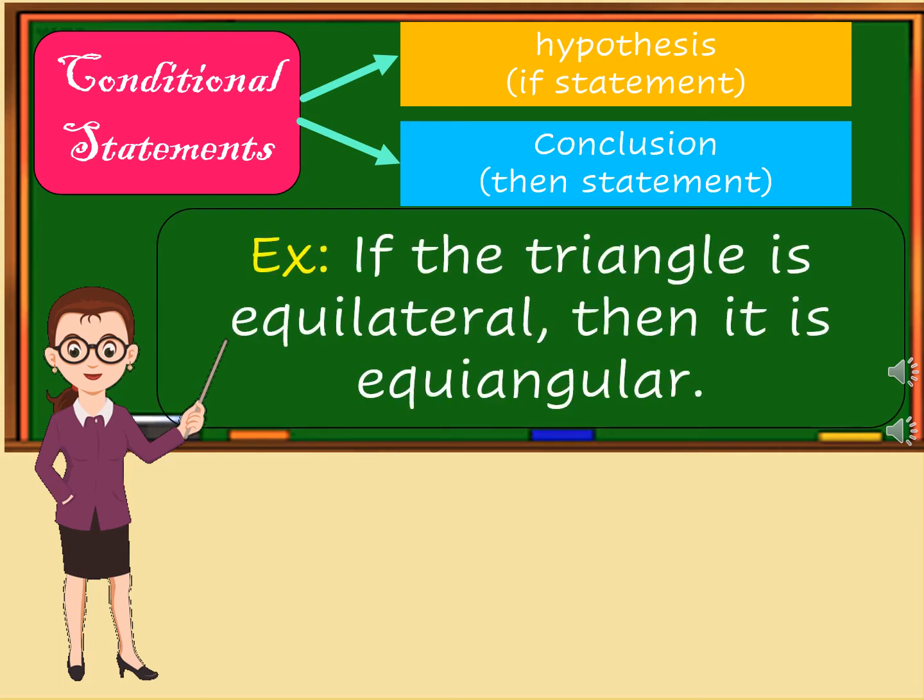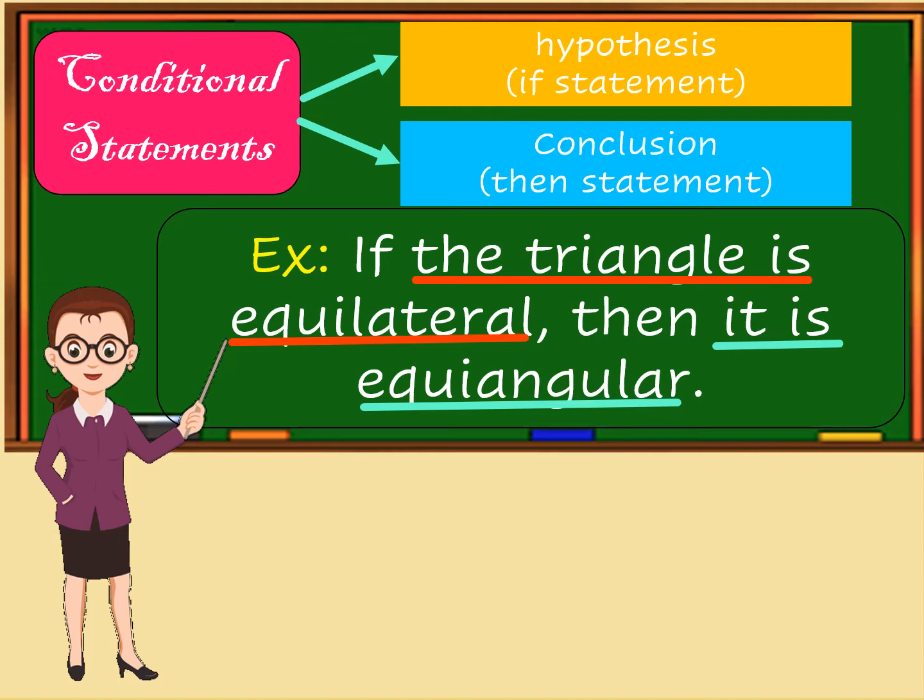If the triangle is equilateral, then it is equiangular. Which is the hypothesis in the statement? Take note of the word if. The statement that comes after this word is called the hypothesis. So, the hypothesis in this statement is the triangle is equilateral. How about the conclusion? It is the part that comes after the word then. Therefore, the conclusion is it is equiangular.